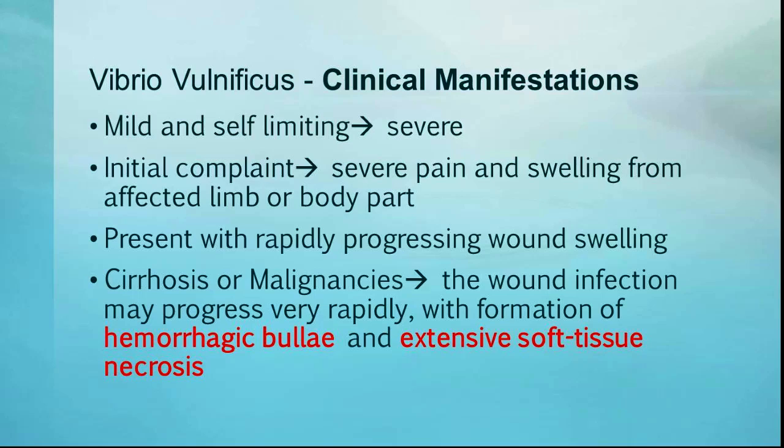The clinical manifestations of Vibrio vulnificus can range from mild and very self-limiting to severe. The initial complaint of the patients is severe pain and swelling in the body part where they got the wound, and then it progresses very rapidly. If the patient has underlying liver disease, iron overload state, or immunocompromised state, they can progress that simple wound to very bad looking hemorrhagic bullae as well as extensive soft tissue necrosis. So they can get necrotizing fasciitis, myonecrosis, and other sequelae of that.